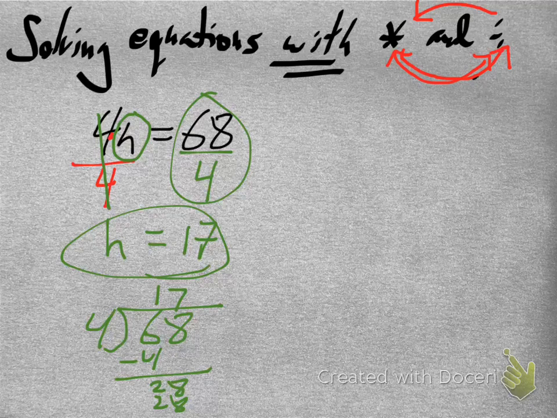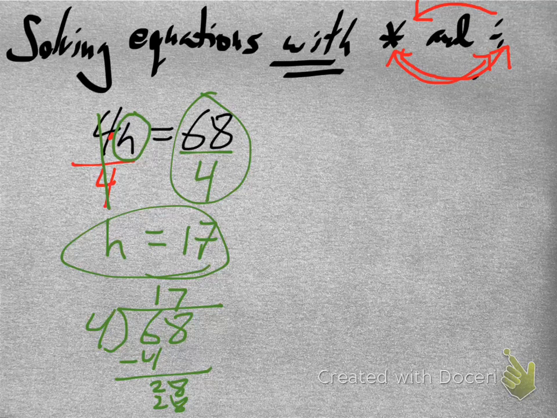Now, if I do it on the left side, does it stay balanced if I don't do something on the right side? No, it doesn't. So I've got to do the same thing on both sides. If I divide the left by 4, then what do I have to do on the right? You have to divide it by 4. That's right. And so n, we take 68 divided by 4, and sure enough, we get 17.